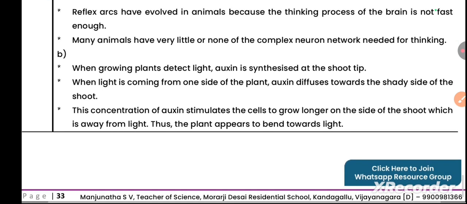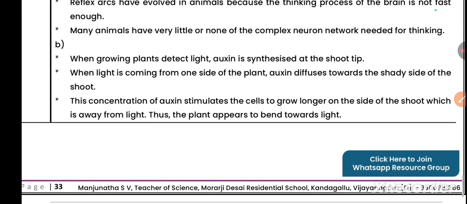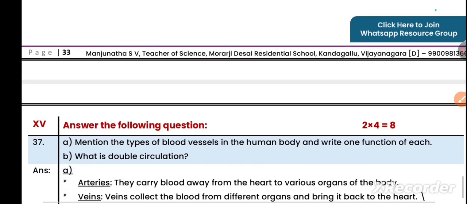When growing plants detect light, auxin is synthesized at the shoot tip. When the light is coming from one side of the plant, auxin diffuses towards the shady side of the shoot. The concentration of auxin stimulates the cells to grow longer on the shady side of the shoot. Thus, the plant appears to bend towards light. Okay, up to now, that is what we discussed.